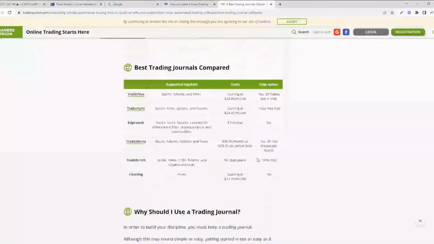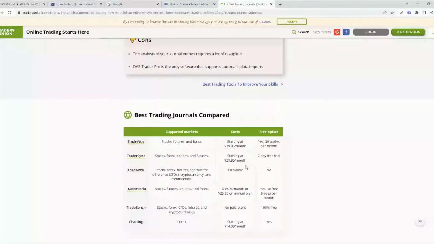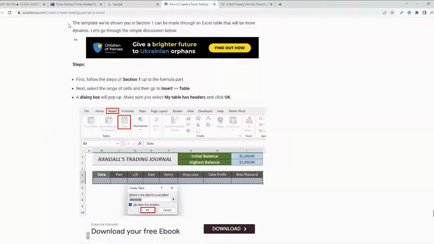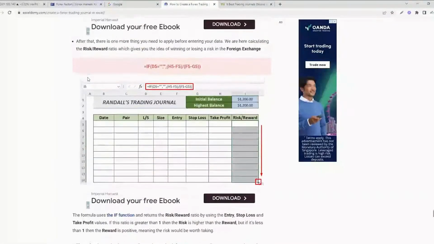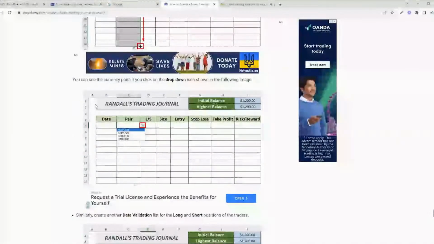Like I said, I'm not promoting any of these trading journals. It's just something that I Googled and I saw this website that was reviewing certain journals, and I found it pretty useful. So you can look through this, and also of course do your own Google search for any other updated journals that are available. And of course, this website here, Excel Dummy, also gives you a good head start on trying to create your own manual journal in Excel as well.